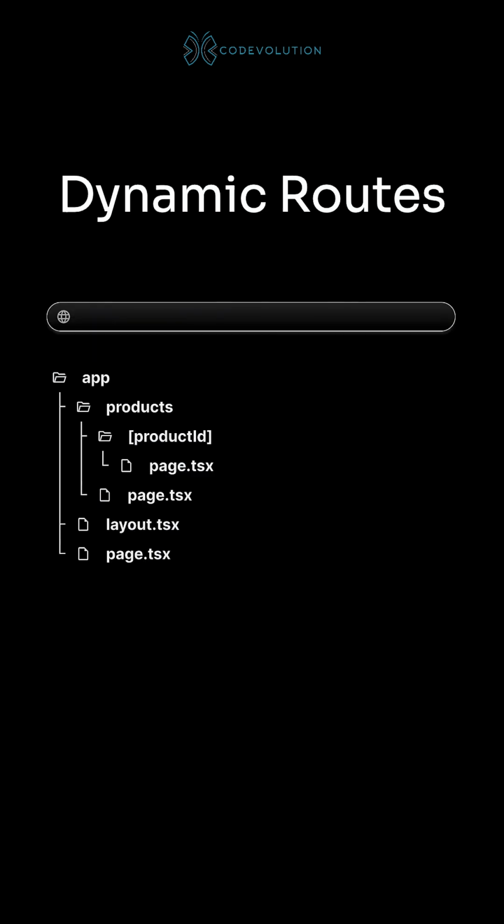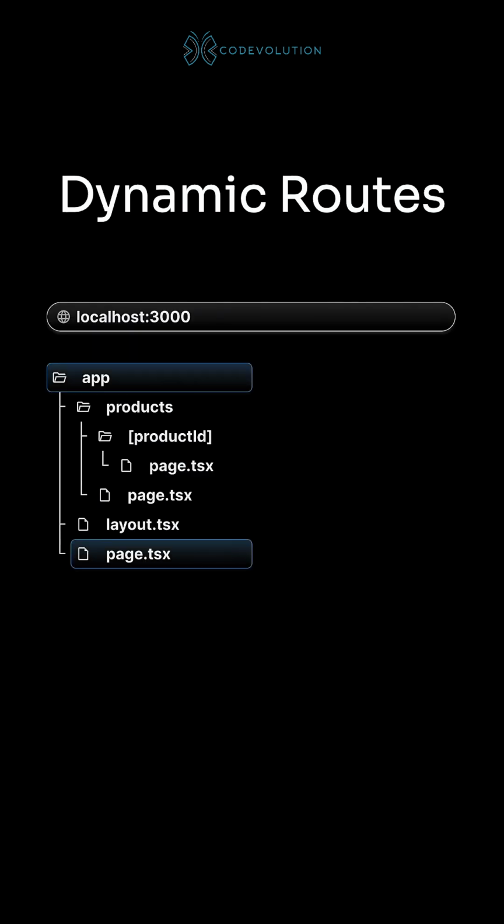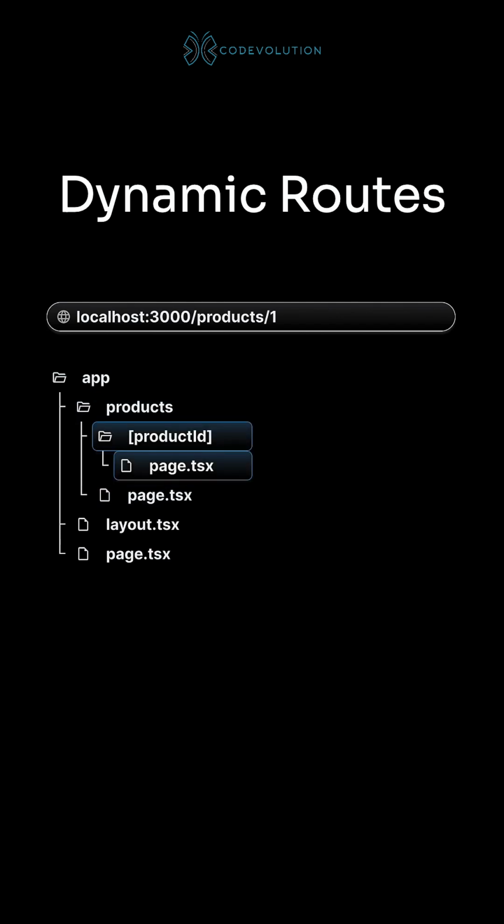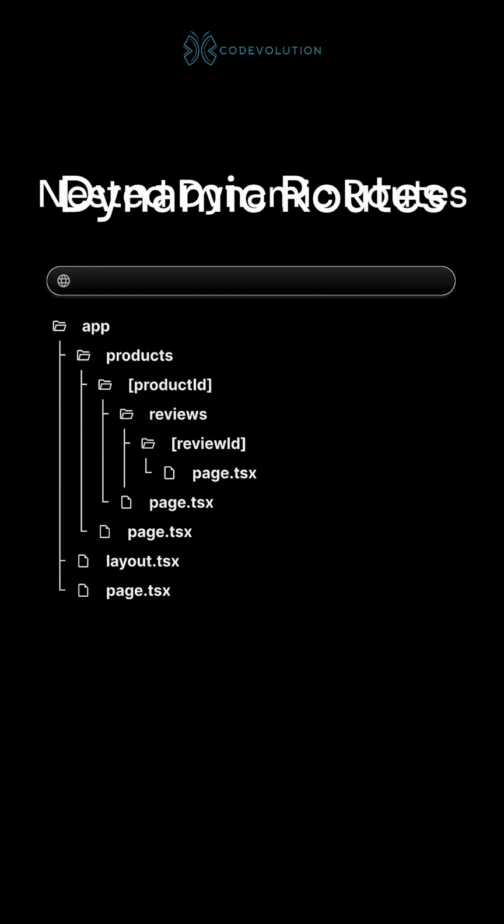You can create dynamic routes by wrapping a folder within square brackets. Product ID within the products folder will map to /products/1, /products/2, and even /products/100. You can also have nested dynamic routes.